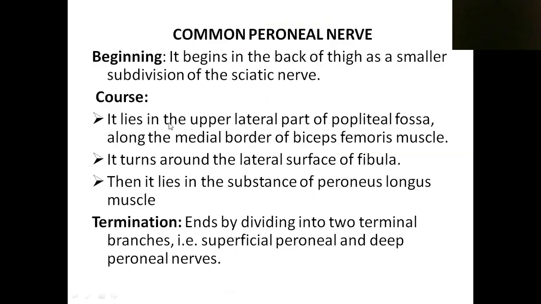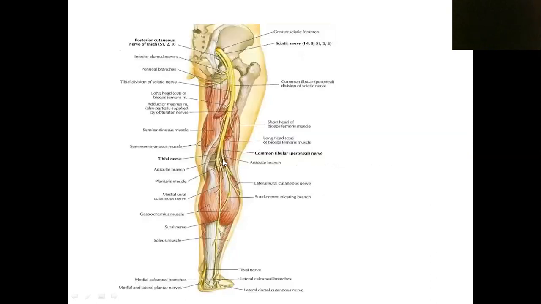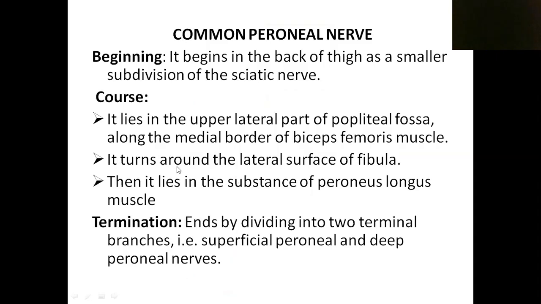Okay, you see. So first it lies in the upper lateral part of the popliteal fossa along the medial border of the biceps femoris. That point is clear. It runs downward along the medial border of the biceps femoris. Then it turns around the lateral surface of the fibula. Means here it winds from the lateral side of the head of the fibula and enters into the peroneus longus muscle. Inside the peroneus longus, this common peroneal nerve divides into two terminal branches. What are they? One is the superficial peroneal nerve, the other one is the deep peroneal nerve.